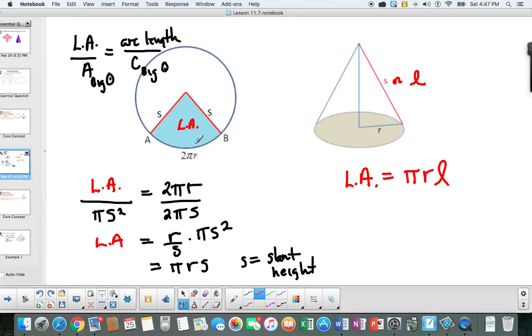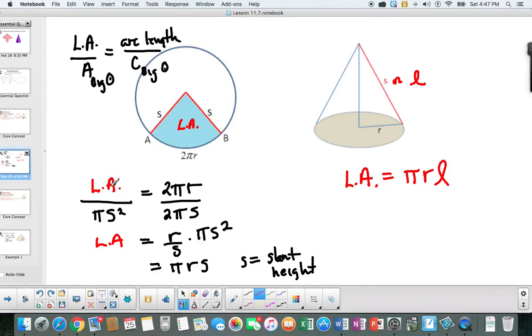Really, this part right here that is making the cone is proportional to the big circle that it's part of. So we say that the lateral area, this right here that makes the cone, is in a ratio to the area of the big circle, and the arc length right here will be in that same ratio to the circumference. So area to area, arc length to circumference.